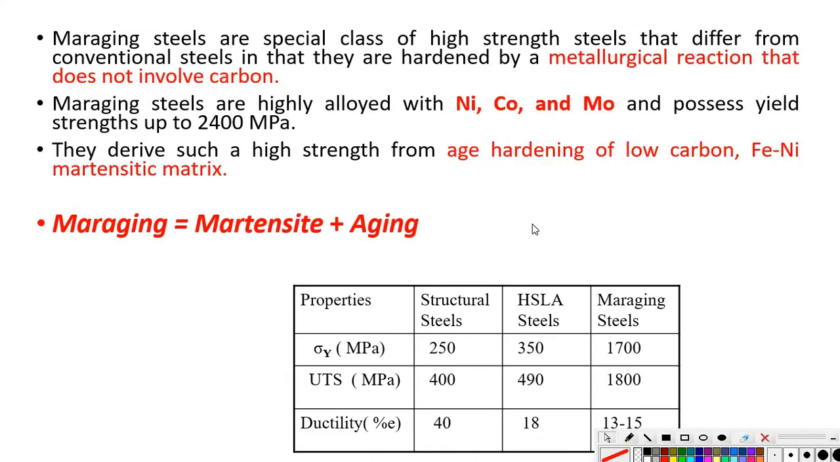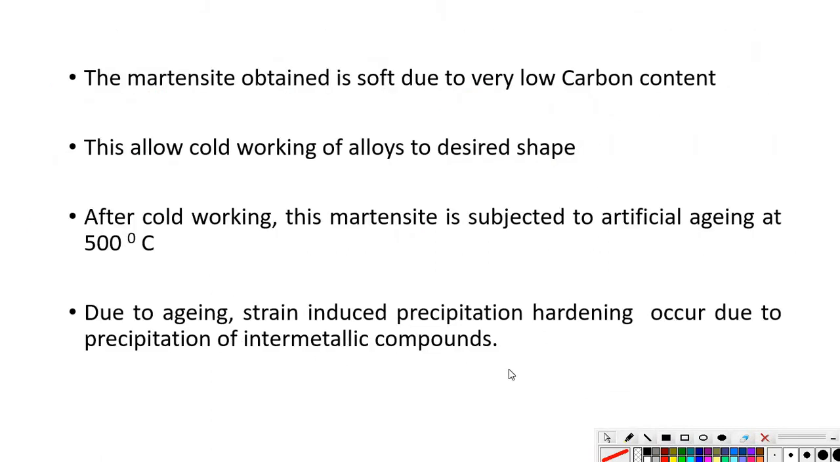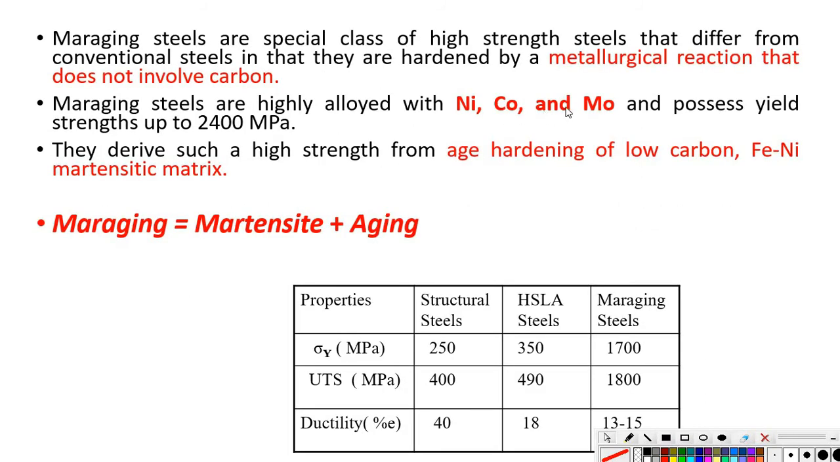But the main problem of maraging steel is this one. We need nickel, cobalt, and molybdenum, because they actually produce these intermetallic compounds. The secondary phase intermetallic compounds develop the strength and hardness of the maraging steel. We know nickel, cobalt, molybdenum, titanium, etc., are very expensive, costly materials. So the final maraging steel is very costly.